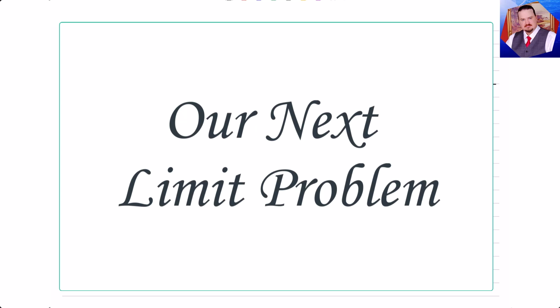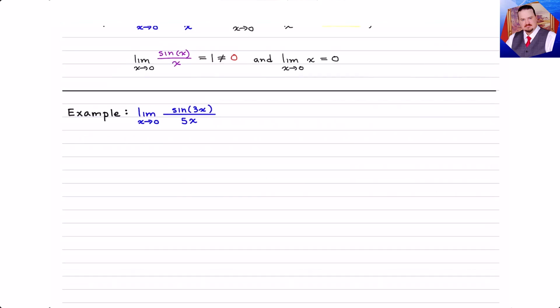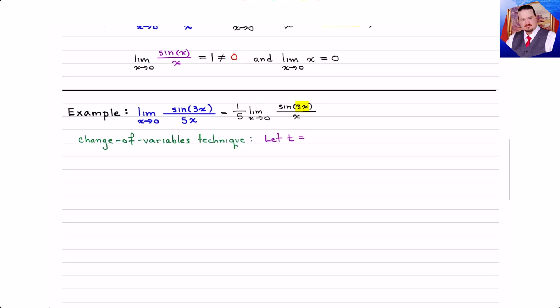And let's look at our fourth problem. This is a classic, and this is technically what we call change of variables. So here, the first thing we want to do, let's move the 5, which is in the denominator, outside as 1/5. Remember, constants can come outside the limit. Let t equal 3x. Okay, so now we have to compute the limit. As x goes to 0, our original variable, where does t go? 3 times 0 is 0.